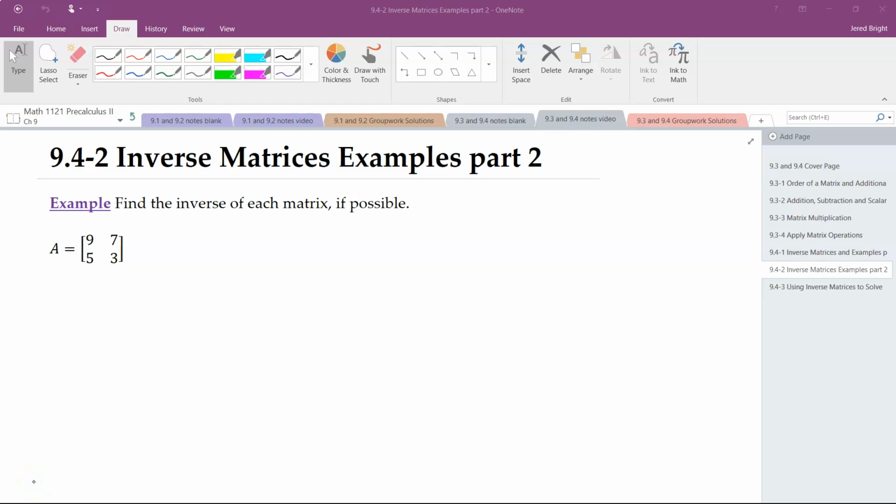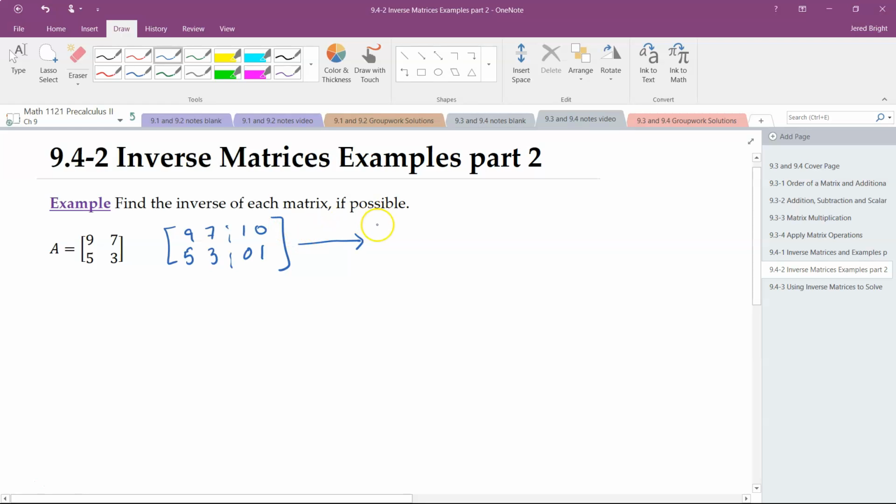Now that we know the process for finding the multiplicative inverse of a matrix, let's just get some more practice. So here we go. We're going to start by taking our matrix, find 5 in the first column, 7, 3, and appending that identity matrix on the right side. And now I just need to do row operations. I am going to omit them just for time purposes.